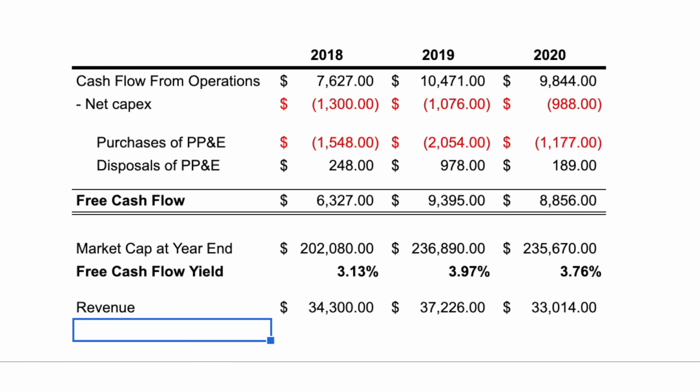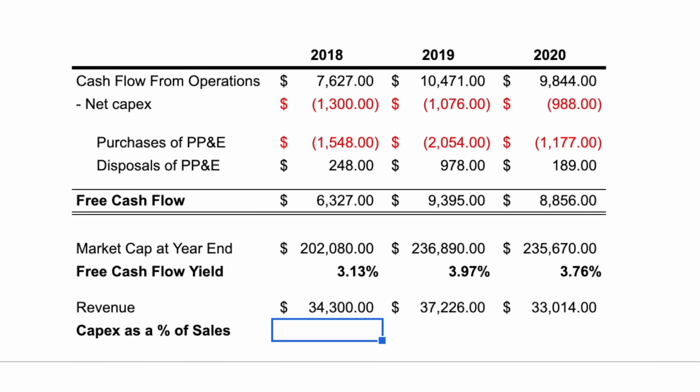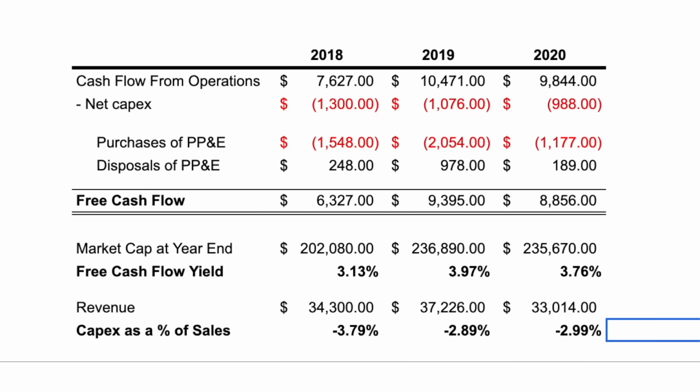Something else that is also helpful to look at is CapEx as a percentage of sales. This is a measure of what is referred to as a company's capital intensity, or put another way, how much money the company has to spend on maintaining and growing its operations. This is calculated by dividing the net CapEx number we calculated earlier by the company's total revenue. In the case of Coca-Cola, we see that they are spending around 3% of sales each year on CapEx. This number varies by industry, as certain industries are more asset intense than others. For example, a railroad spends a lot more on CapEx every year than a software company.